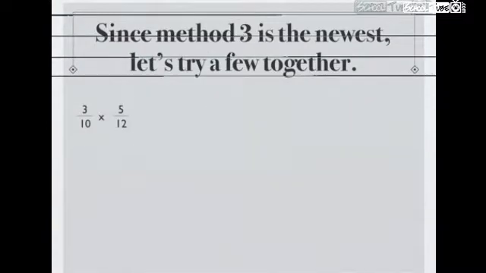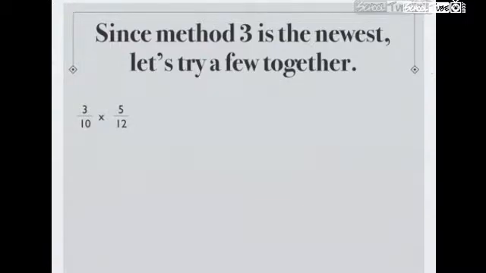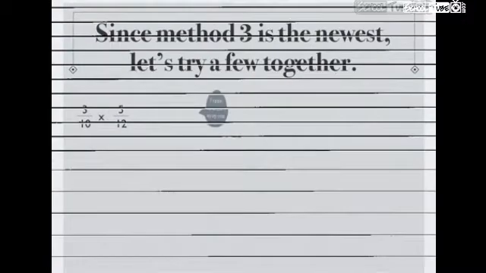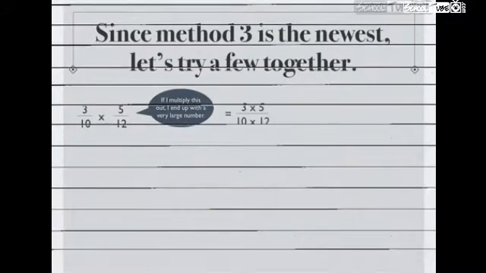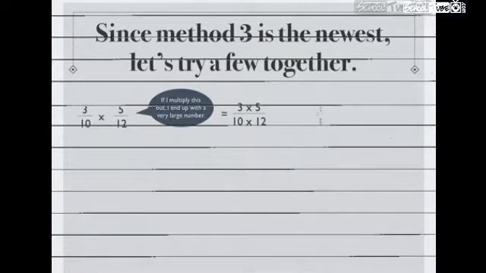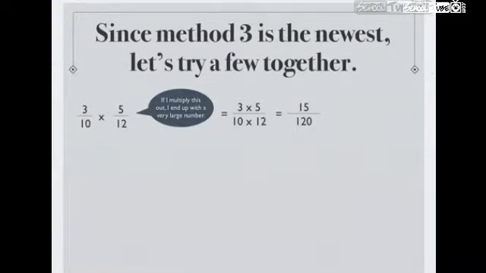So since method 3 is the newest, the most difficult, I guess you could say, or at least for now, until we get to know it a little better, let's try a few of them together. So let's say we take 3/10 times 5/12. Well, when we combine those together, I'm going to multiply it out, and I'm going to end up with a pretty large number. So 3 times 5 and 10 times 12. That's 15/120ths. That's a pretty big number. So it's going to be a little more difficult to simplify, and it's going to take a lot more steps. So I'm going to try method 3 here.